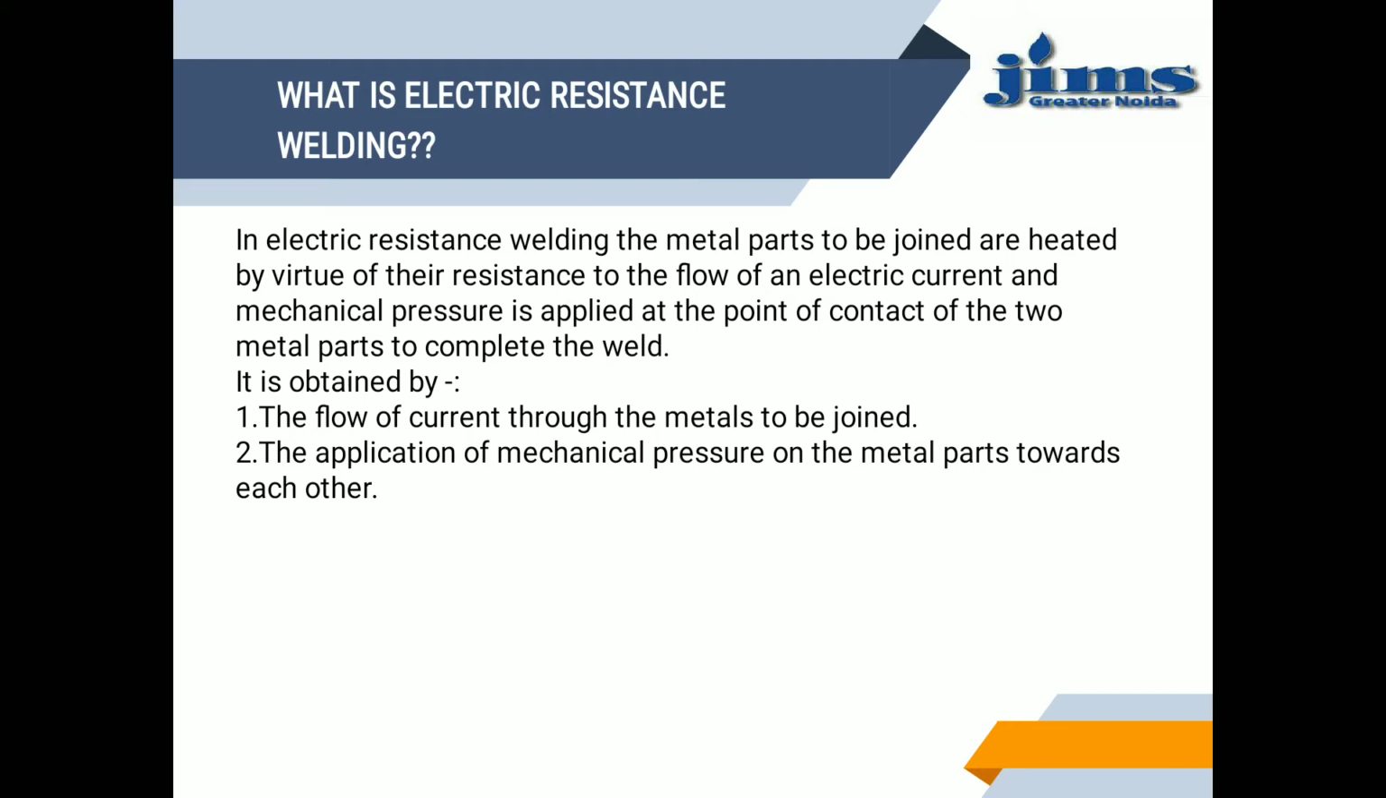In this welding, accurate control and timing of electrical current and pressure are essential, as the metal parts to be joined are heated by virtue of their resistance to the flow of electric current, and pressure is applied at a certain point of the two pieces of metal to be joined. It is obtained by the flow of current and the application of mechanical pressure on the metal parts towards each other.